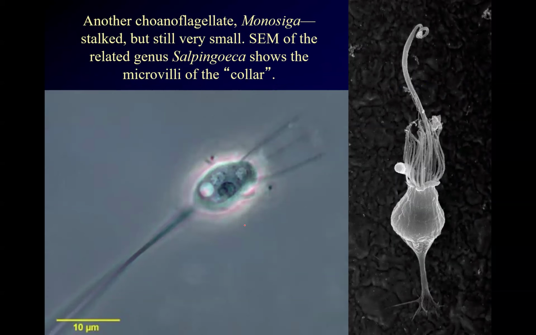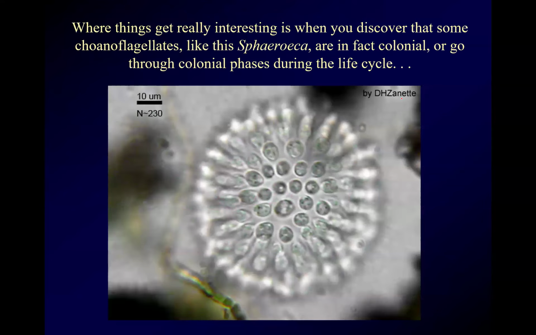There's another one, Monocyga, on the left. Monocyga has a stalk. Some choanoflagellates are sessile. They'll use a stalk to attach themselves to something and just stay there. And you can see the flagellums in the middle right there. And then you're looking at a cross section through the collar. So that and that are parts of the collar.